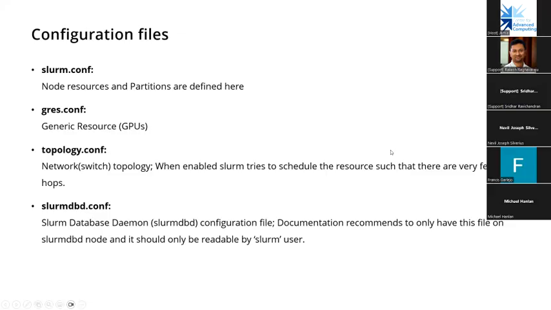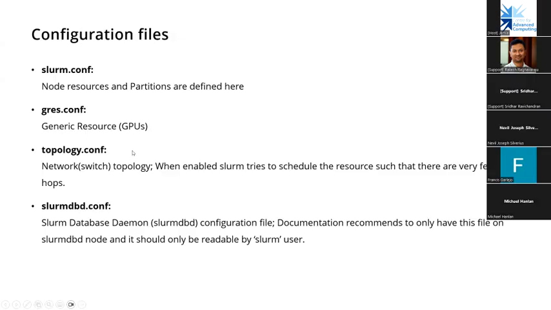To begin with, we have mainly 4 important files that set the configuration on SLURM. One is slurm.conf, where all the node resources and partitions are defined. Then we have gres.conf, which stands for generic resources. This includes GPUs. In the original slurm.conf, there is no way to specify the GPU resources that we have, so we use gres.conf to define a generic resource. Under that, we can define the GPUs that are available.